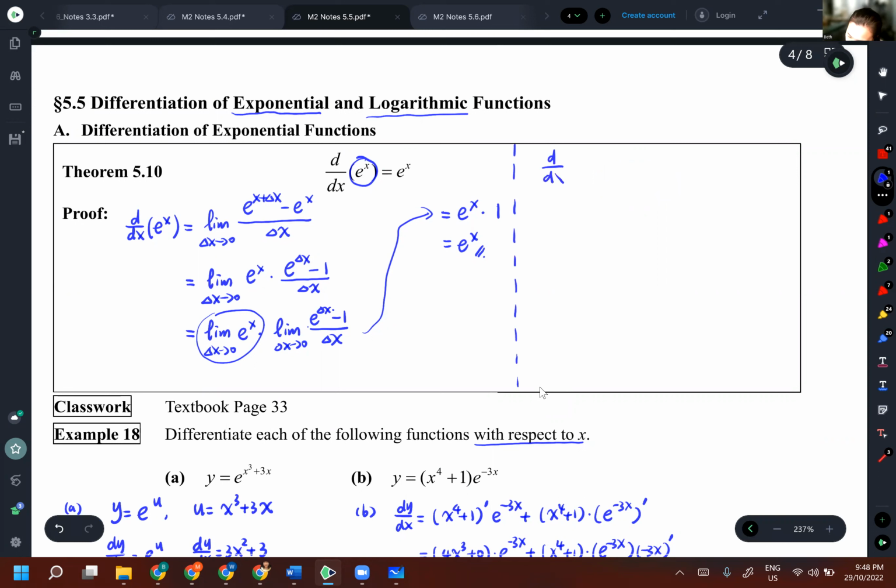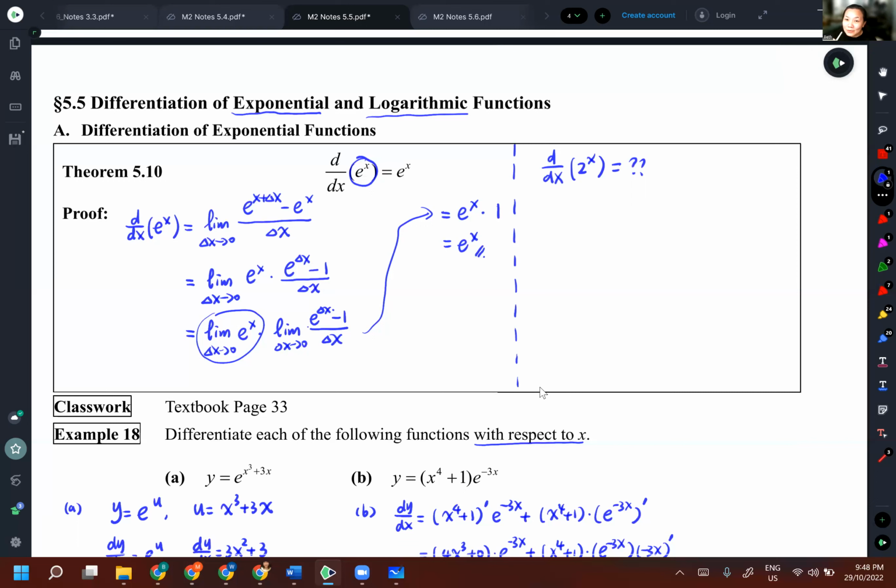D dx 2 to the power x. Is it equal to 2 to the power x, just like e to the power x? No, no. Unless you want to do the first principle. I don't think even the first principle is gonna help. How do I work out this?